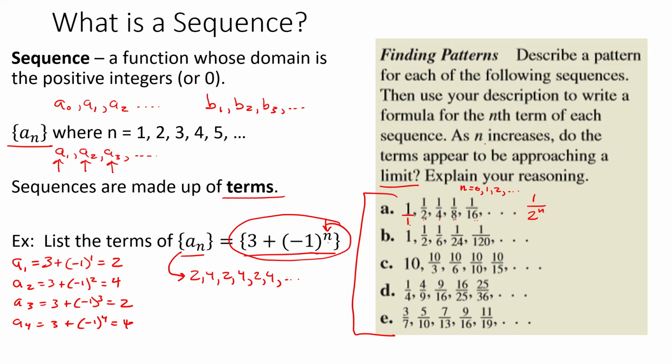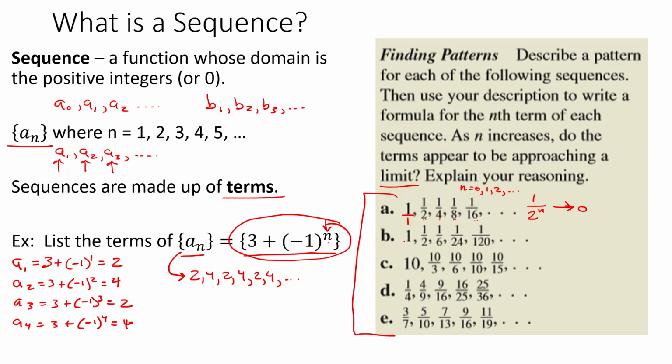All right, so now what happens as n increases? What happens as we go to infinity? Well, the bottom's going to be infinite, the top's going to be 1, so it looks like it's going to go to 0. So this sequence is probably going to go to 0. And when it does that, we say it converges. And we'll talk about that more on the next slide.